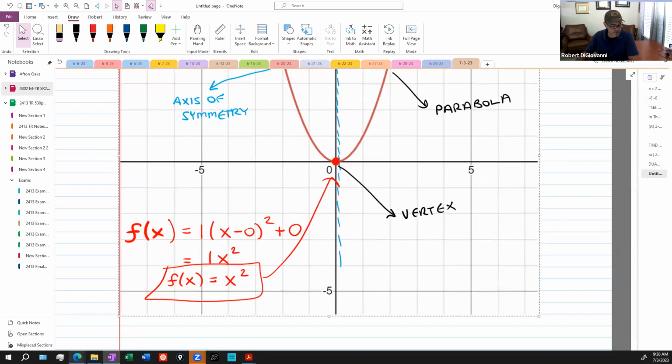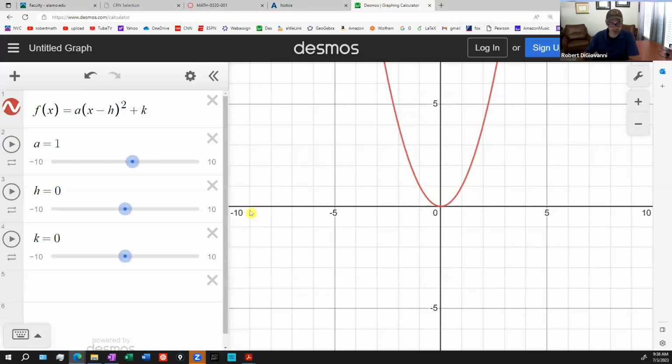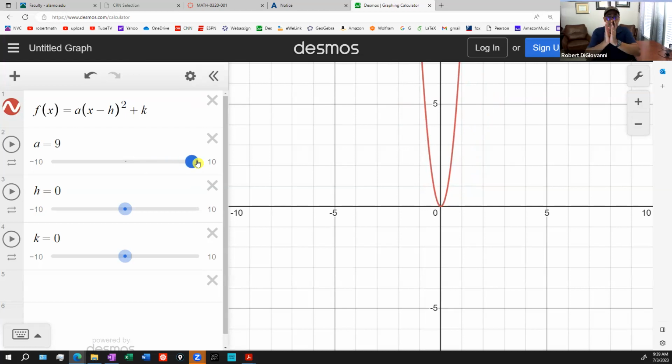Now let me go back to that picture and start with a. I'm going to start adjusting the value of a, and I want you to pay attention to what happens to this parabola. I'm going to let a get bigger first. So let's make a 2. Now 3. Now 4, 5. So the bigger a gets, the more narrow the parabola gets, right?